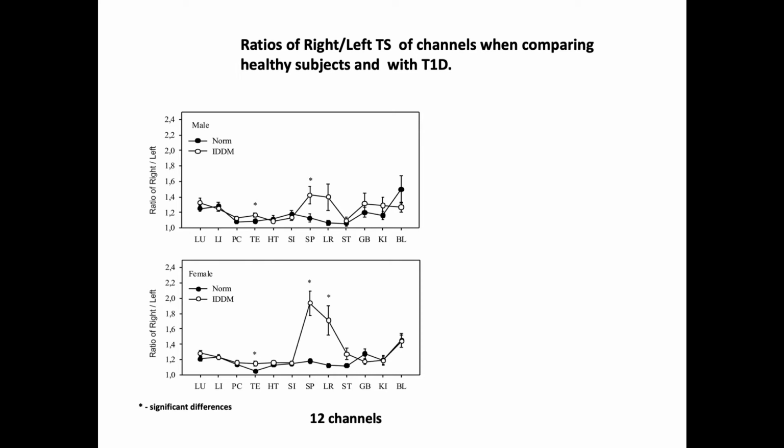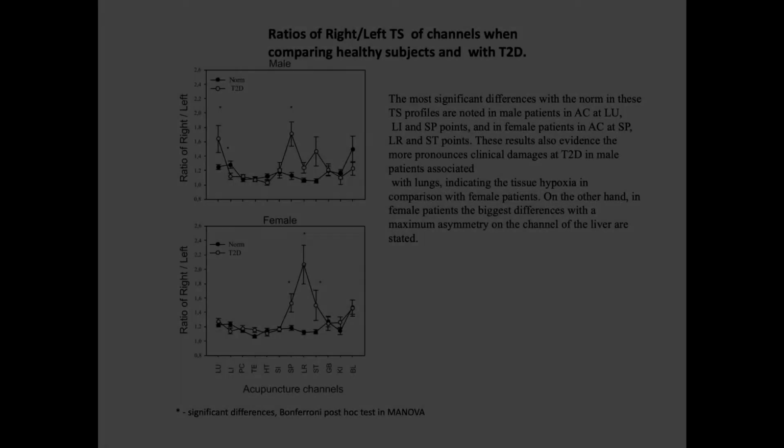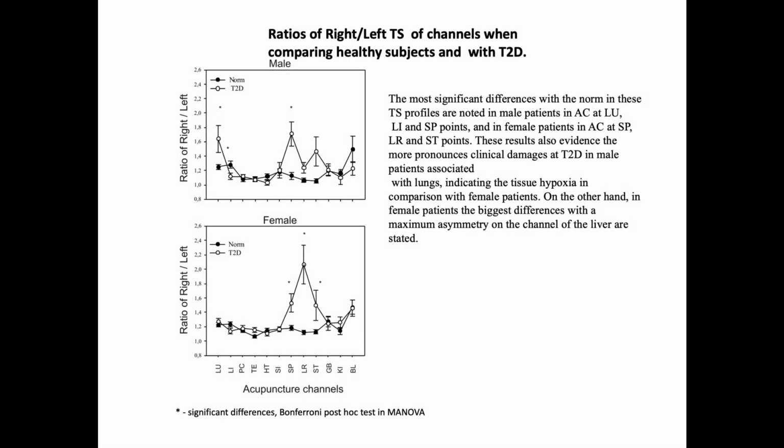According to this slide, the maximum metabolic disorders are observed through pancreas and liver channels. For patients with type 2 diabetes, there is a large difference in symmetry disturbance between men and women. For men, disorders mainly occur in the channel of the pancreas, stomach and lungs. For women, mainly in the liver, stomach and pancreas.